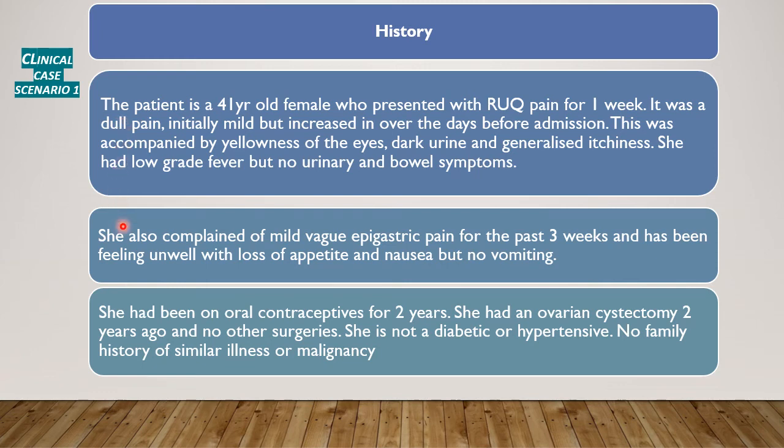She also complained of mild vague epigastric pain for the past 3 weeks and she has been feeling unwell with loss of appetite and nausea but no vomiting. She had been on oral contraceptives for the last 2 years. She had an ovarian cystectomy done 2 years ago and no other surgeries. She is not diabetic or hypertensive and there's no family history of similar illness or malignancy.